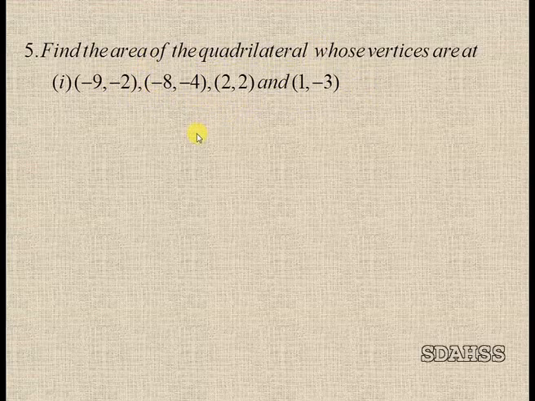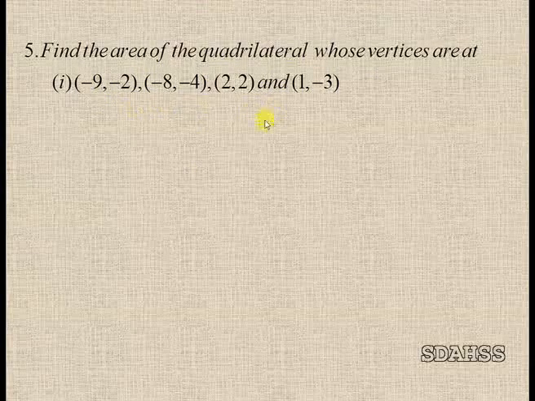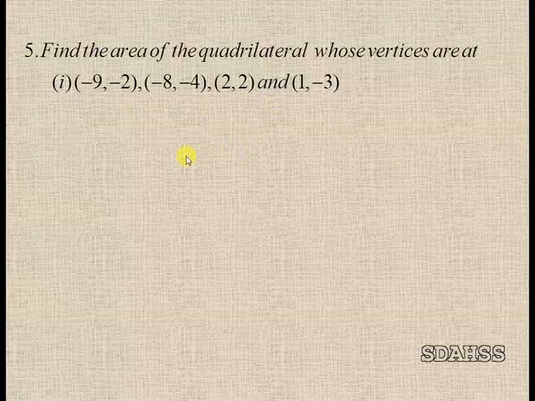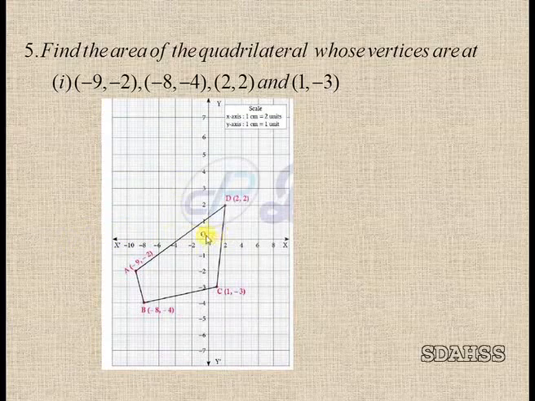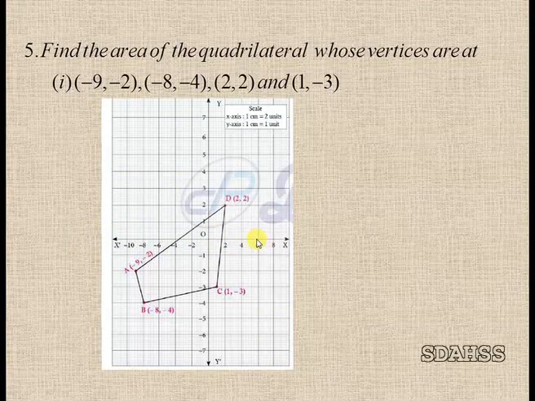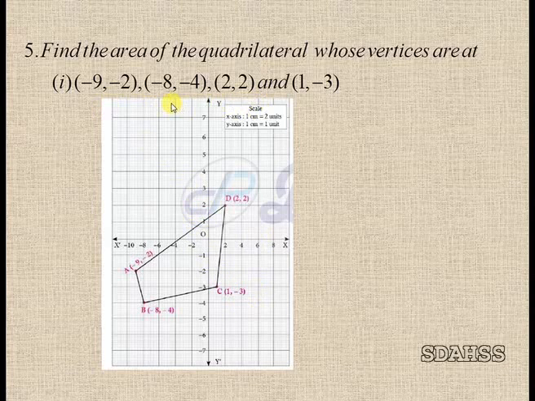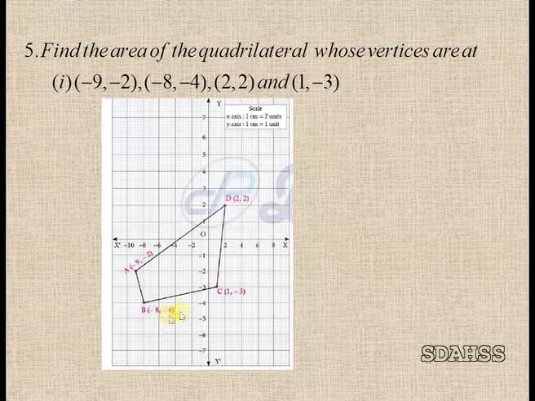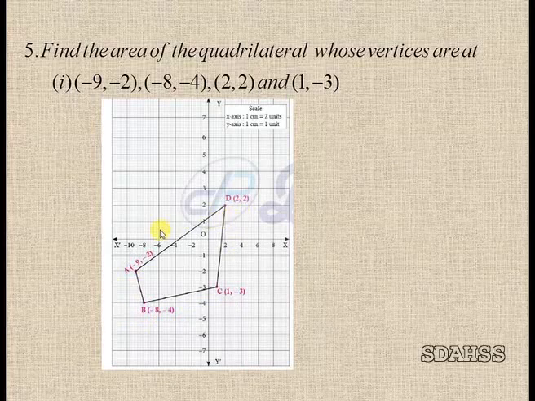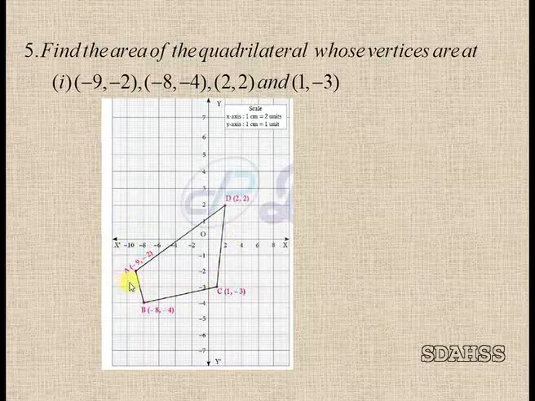First of all, you have to plot all the points in a graph. For that, draw horizontal and vertical lines, write the numbers on the horizontal and vertical lines, and then plot the points. Plot the 4 points. First point is (-9, -2), second one is (-8, -4), then (1, -3), (2, 2). Plot all the points and join all the points.